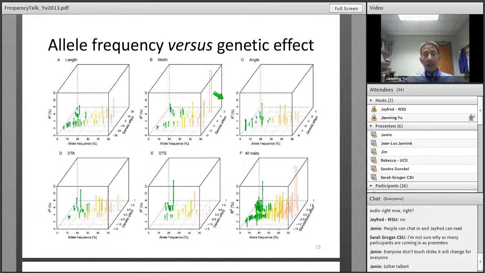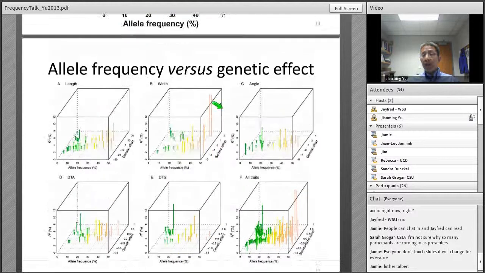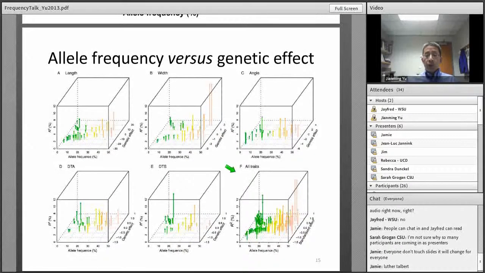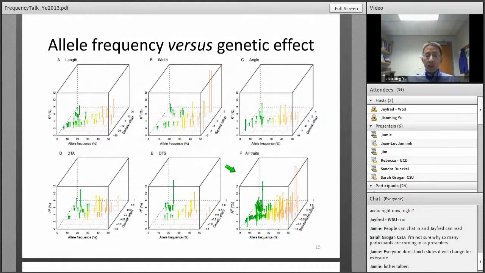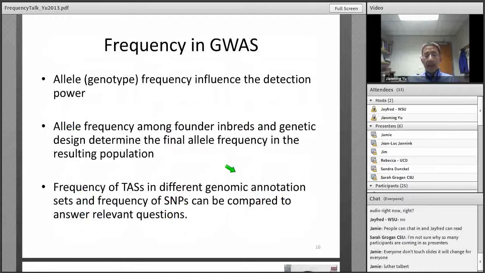So because of this NAM design, the common parent B73, its allele is there. So you can see that the allele frequency we plotted goes from 0 to 50%. As the allele frequency increases, the chance to be detected and your R-square kind of increase, right? You can increase that.